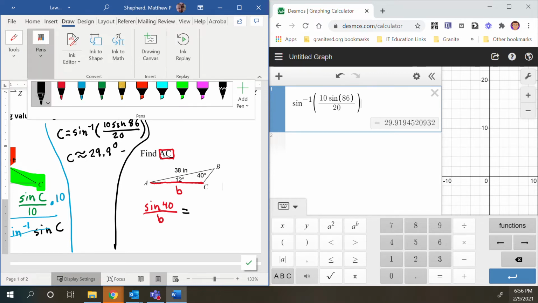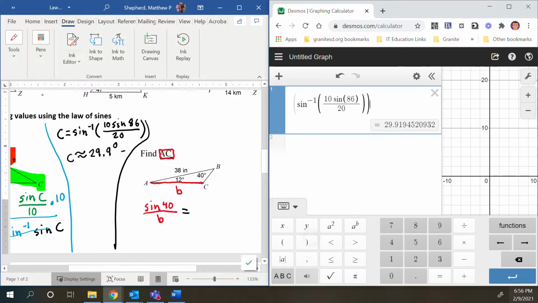Now, all of the angles in a triangle should add up to 180. So if I want to find this angle C, I can just do 180, subtracting those two angles, and I'll get 128. So now I know that angle C is 128, and it goes with that 38. So sine of 128 divided by 38.